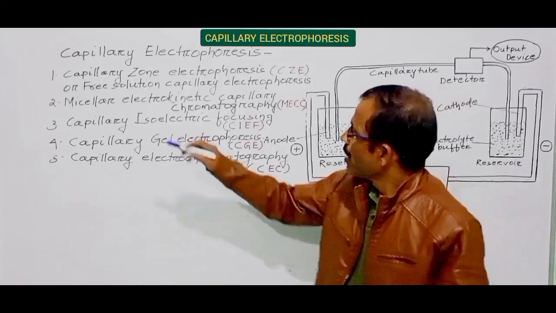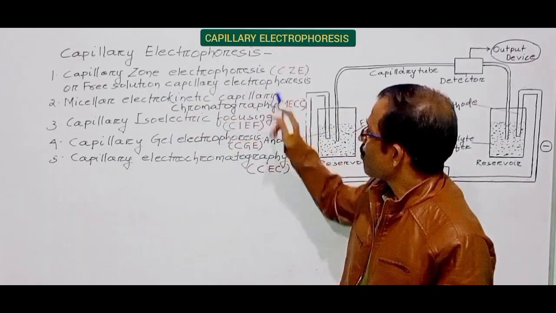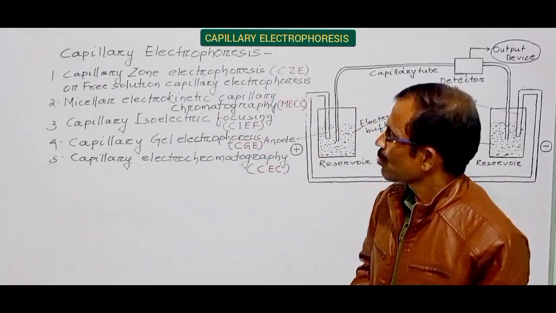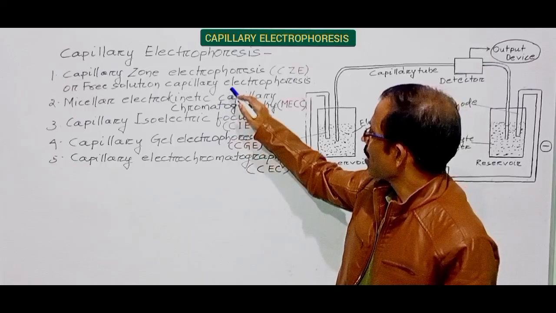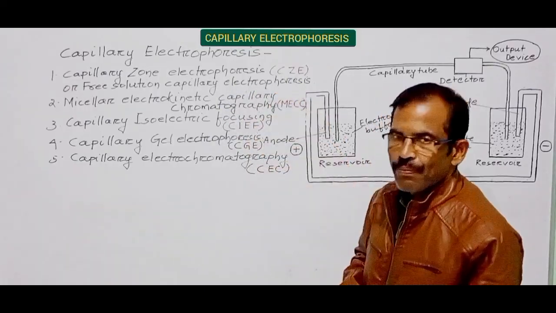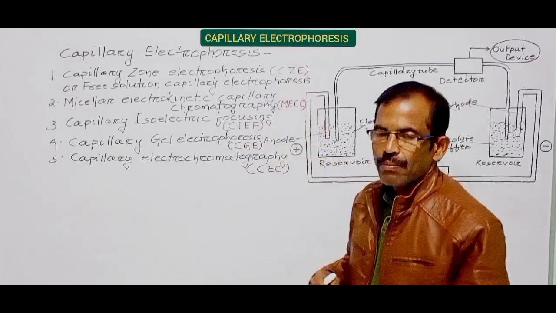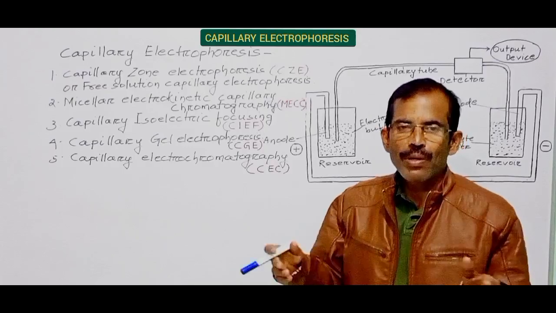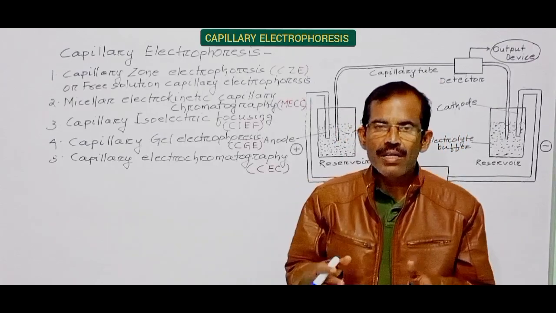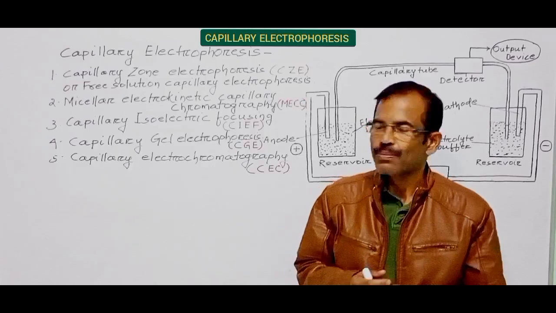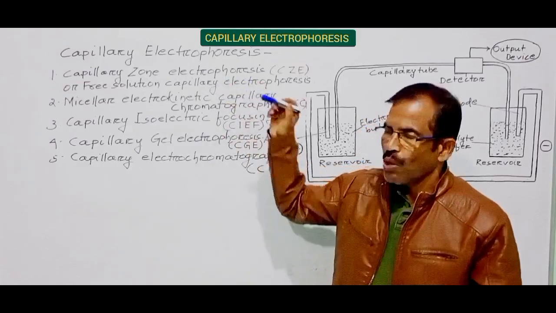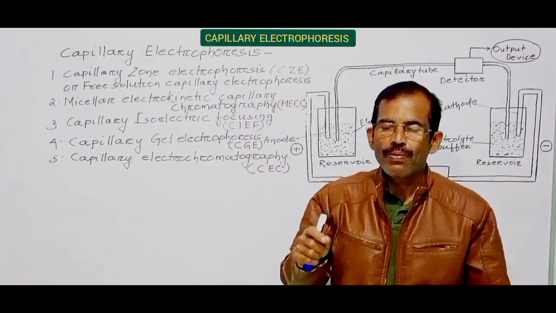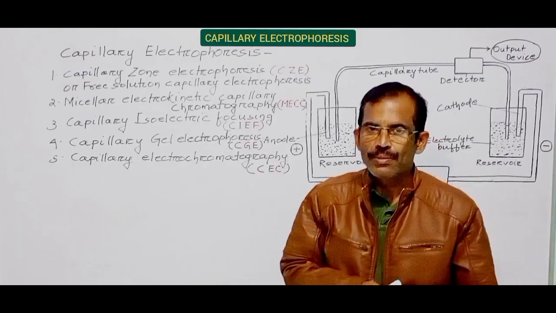Number 1. Capillary zone electrophoresis, also known as free solution capillary electrophoresis. By this technique, biomolecules are separated based on the differences in their size and net charge. It is the most widely used method of capillary electrophoresis.